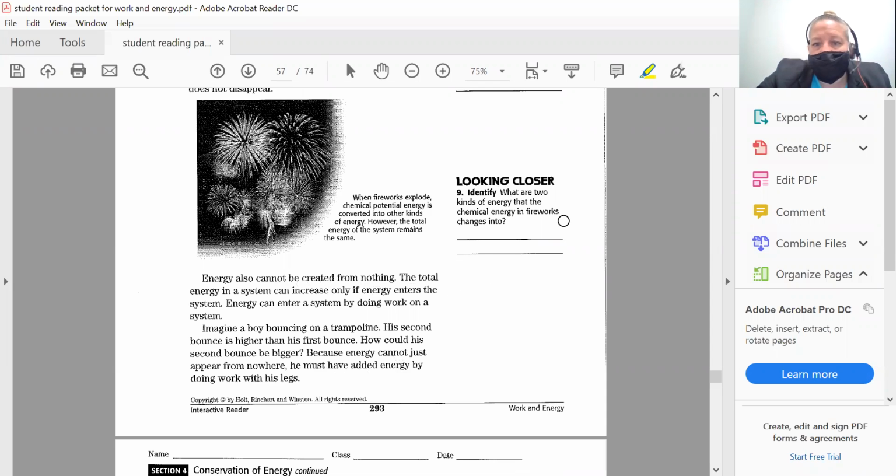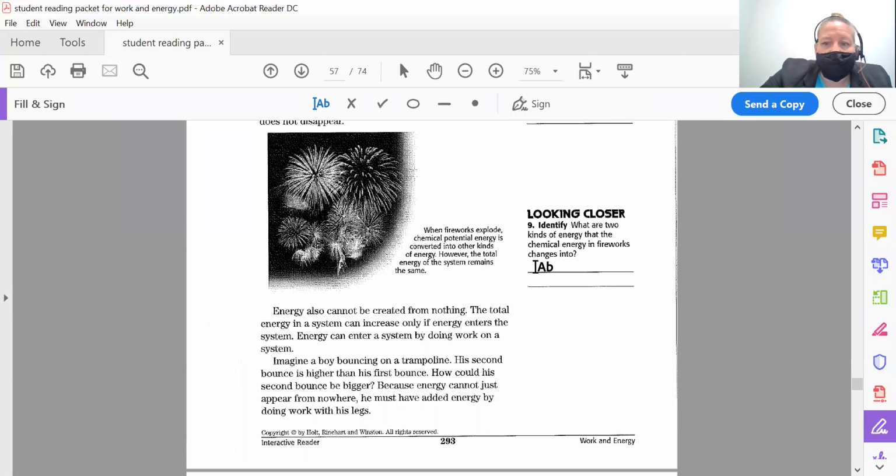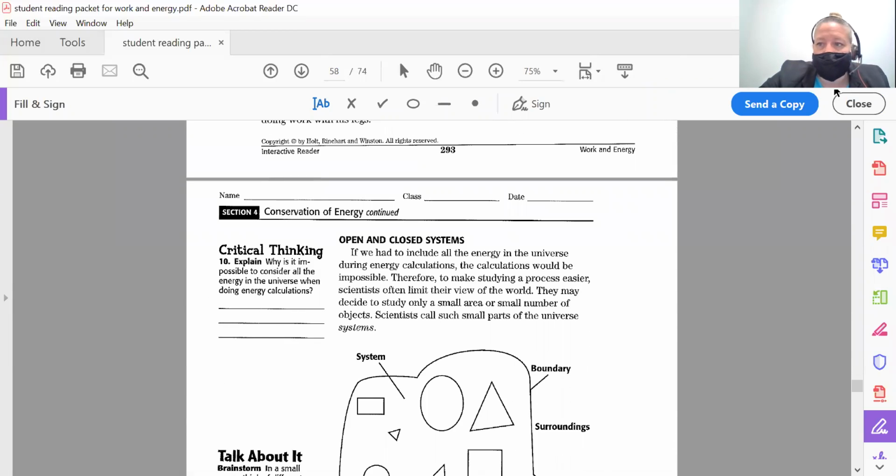Okay, what are 2 kinds of energy that the chemicals in fireworks change into? When fireworks explode, chemical potential energy is converted into other kinds of energy. However, the total energy of the system remains the same. So there can be several things for this. It can be light, right? It can be sound because we hear sound, and it can be heat, okay? Because since exploding, it does give off heat, okay?